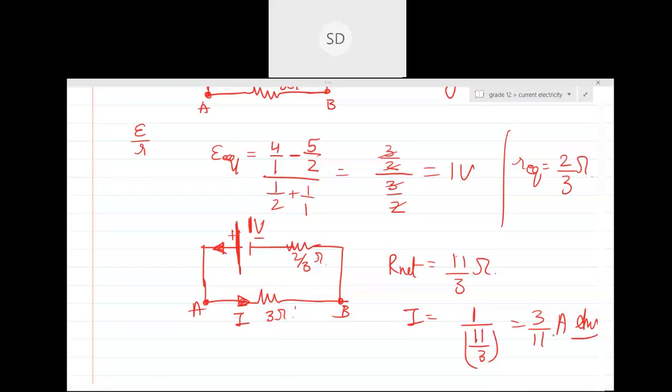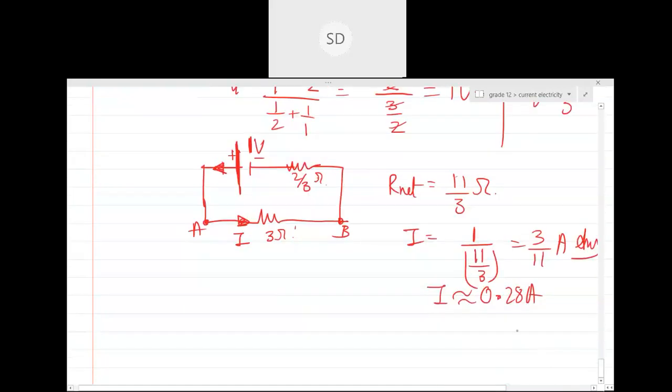Okay, sir, 0.28 approx. Current should be 0.28 amperes. So anyways, these are your questions which are based on grouping of cells and all. You'll find these type of questions very frequently.